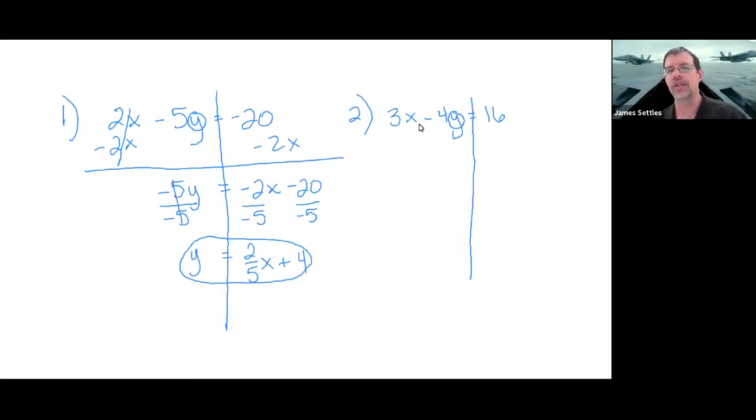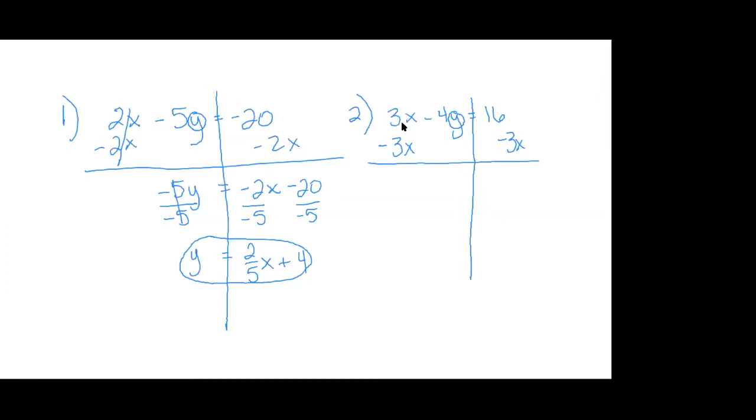All right, so the first thing we're always going to do is get rid of the x first. So we're going to subtract 3x and minus 3x. So we subtract 3x from both sides. And we subtracted because this was positive.